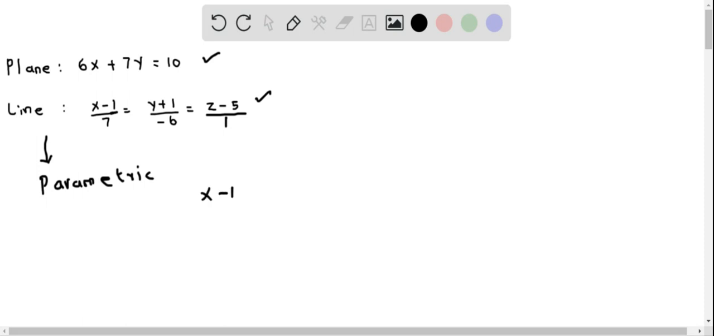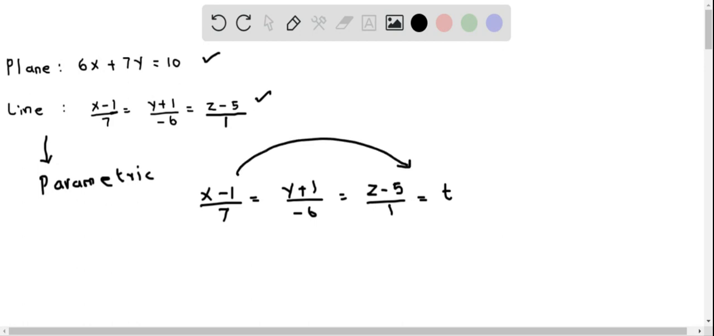We write this like this. First let's write it in the symmetric form: (x minus 1) divided by 7 equals (y plus 1) divided by negative 6, and this equals (z minus 5) divided by 1, equals, let's say, t. And so we can now equate this expression to t, that is (x minus 1) divided by 7 equals t. And so this implies x minus 1 equals, multiply both sides by 7, we get 7t. So we can now add 1 to it, so we get x equals 7t plus 1.